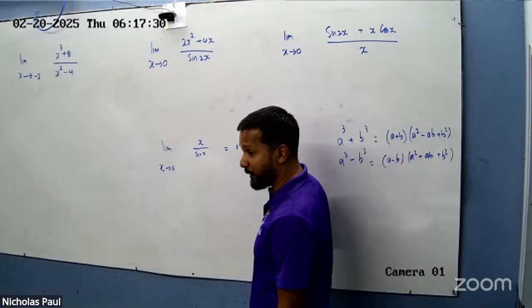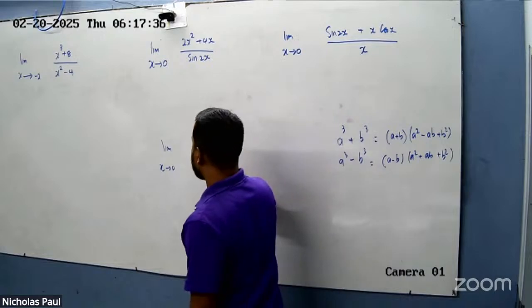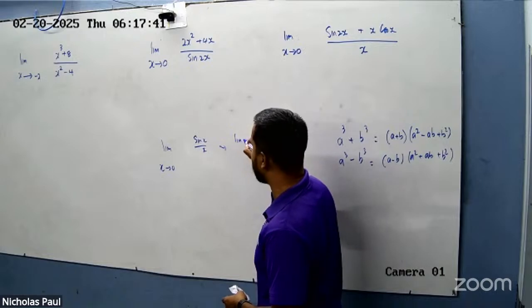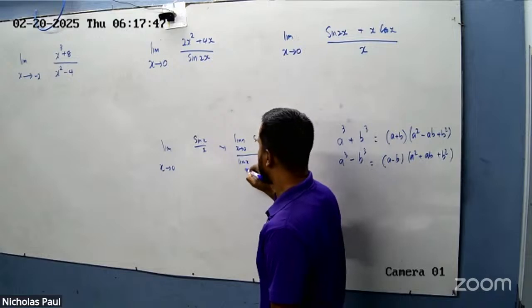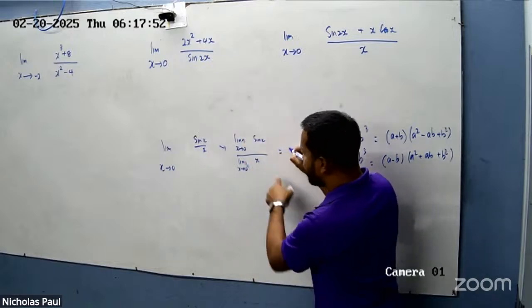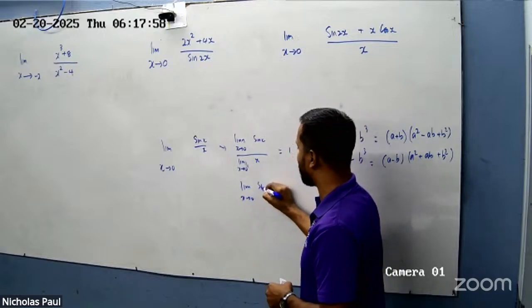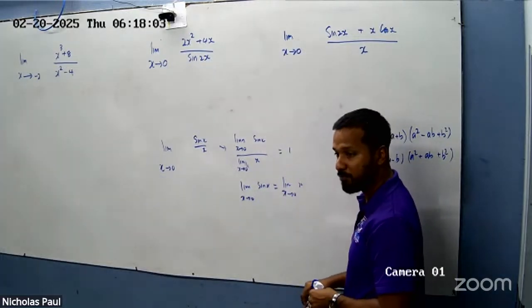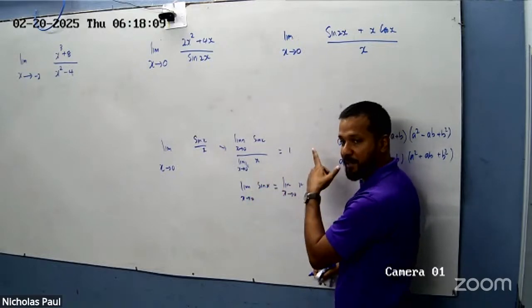In short, it will be the same answer. Here's why. When you have sine x on x, technically you are finding the limit as x approaches 0 of sine x over the limit as x approaches 0 of x. So if this is equal to 1, it means that the limit as x approaches 0 of sine x is the same as the limit as x approaches 0 of x. So these two things are equal, and if I flip them over, it doesn't matter. I'm going to get the same thing.